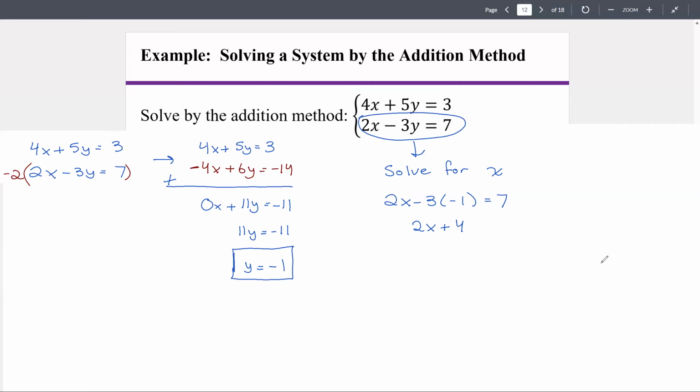It's going to go, and I did something really silly there. 2x minus 3 times -1 is 2x plus 3 equals 7. There, that's going to make more sense. Subtract the 3. We get 2x is equal to 4. So x is equal to 2.